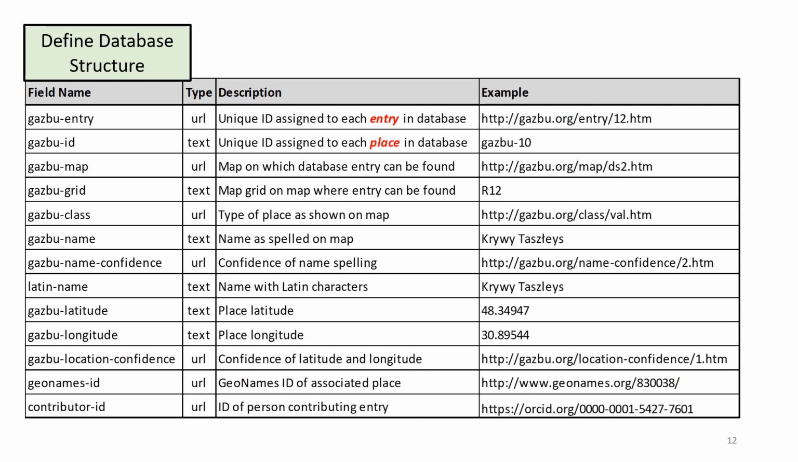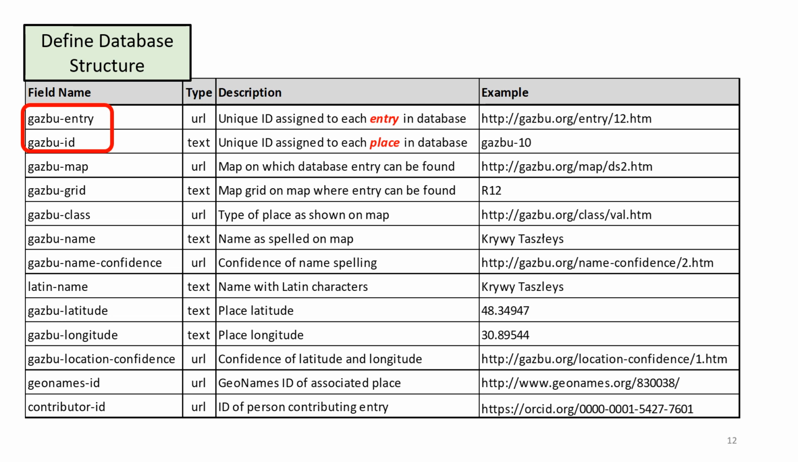Now we get to the most challenging part of the process of creating a gazetteer of historical places, which is definition of a gazetteer database structure. What you see here is the result of many iterations resulting in these 13 database fields. We will examine the database fields in greater detail later in this presentation, but here it is particularly important to stress the difference between the entry ID and the place ID as found in the first two database fields.